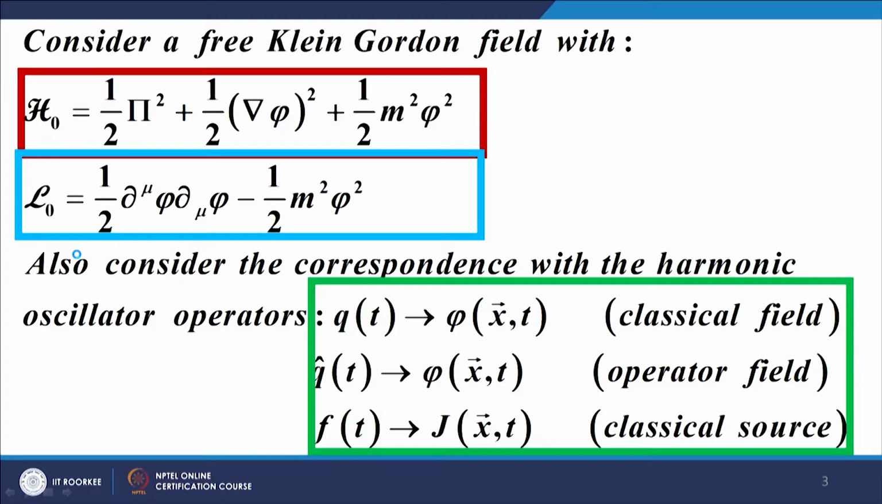Welcome back. In the last lecture we obtained the expression for the propagator for the Klein-Gordon equation. Let us quickly recap that, and then we will proceed to analyze the properties of the propagator.